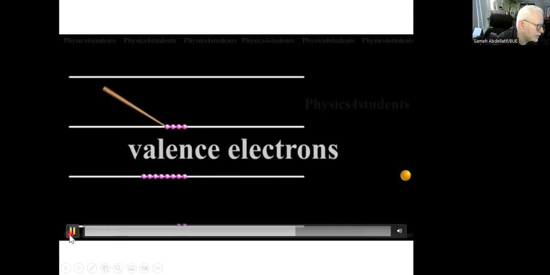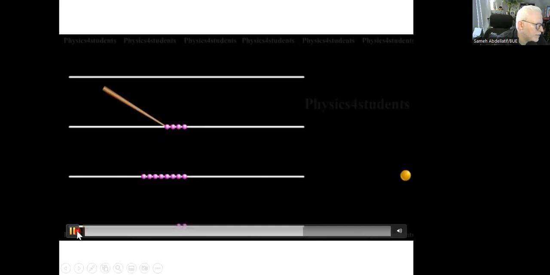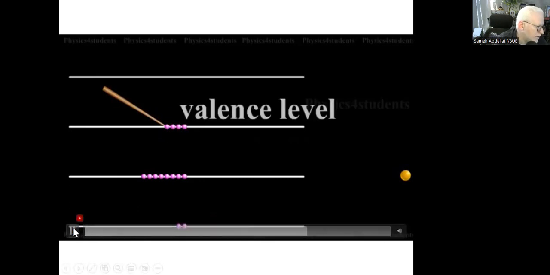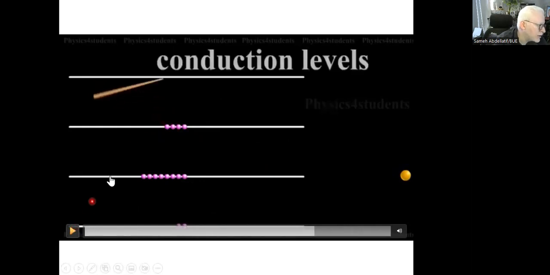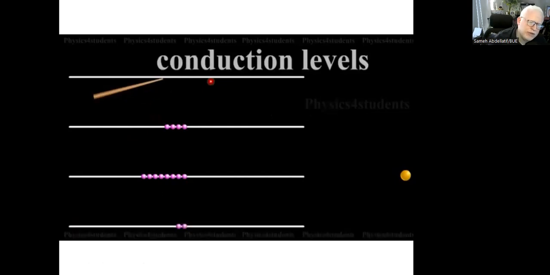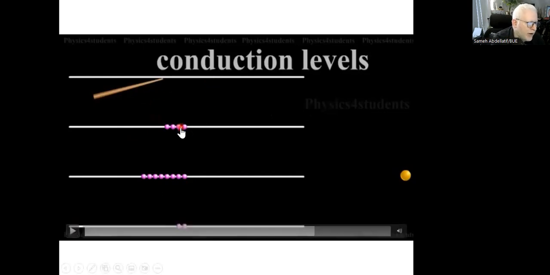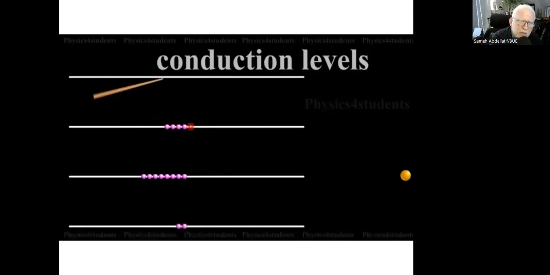So let's go to the next. This is a valency level. We already mentioned this point. And we call this a conduction level. The definition of a conduction level is the first empty energy level. We call it conduction for a conceptual meaning, because we believe that as long as the electron is here, it is still partially bound to the nucleus.